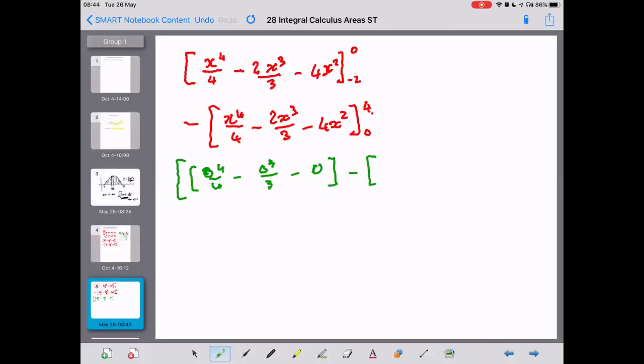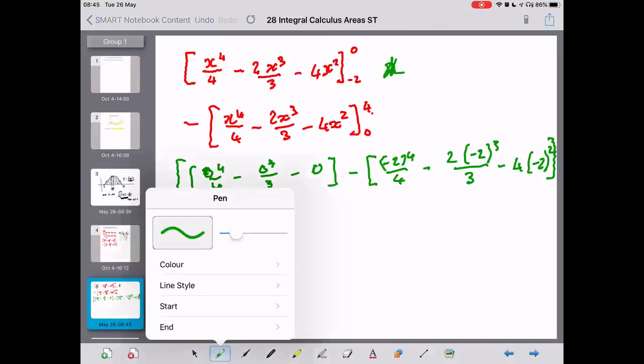Take away minus 2 to the 4 over 4 minus 2 times minus 2 cubed over 3 minus 4 times minus 2 squared. That's this one. Yep.